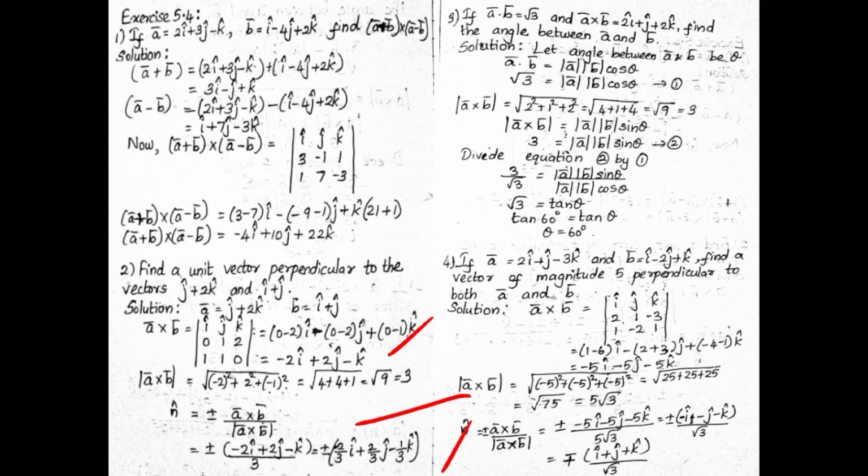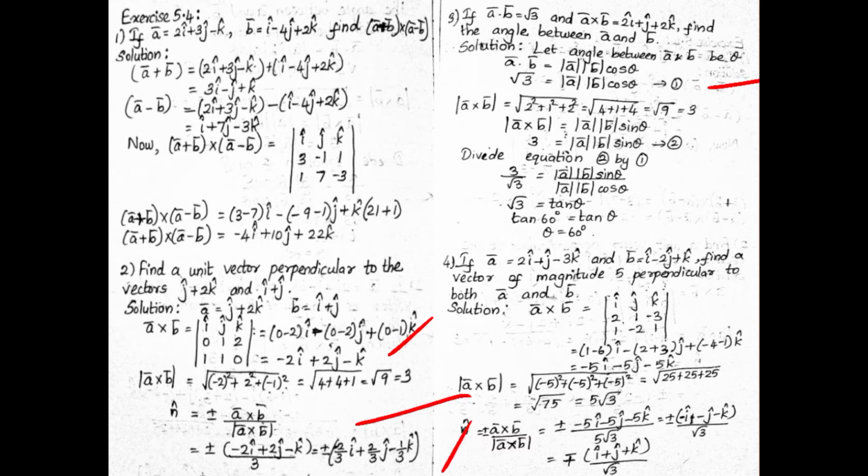Solution. We have to find the angle between a vector and b vector, that is, we have to find theta. Let the angle between a vector and b vector be theta. A vector dot b vector is equal to magnitude of a vector into magnitude of b vector cos theta. Therefore, root 3 is equal to magnitude a into magnitude b cos theta. Call this equation 1.